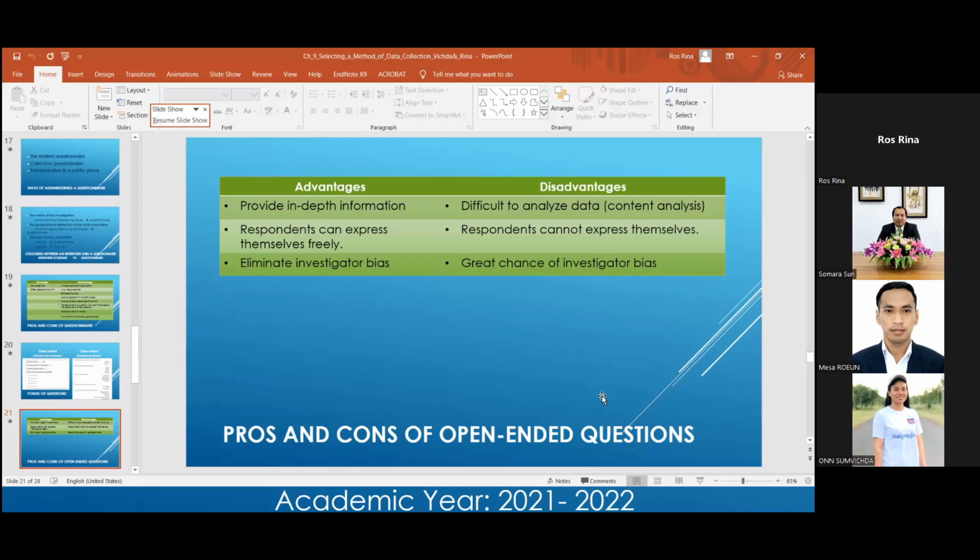Sometimes, when they analyze the data or collect the information, the researcher adds information for those who did not give the full answer to the question. That's why they call it the question of investigator bias.